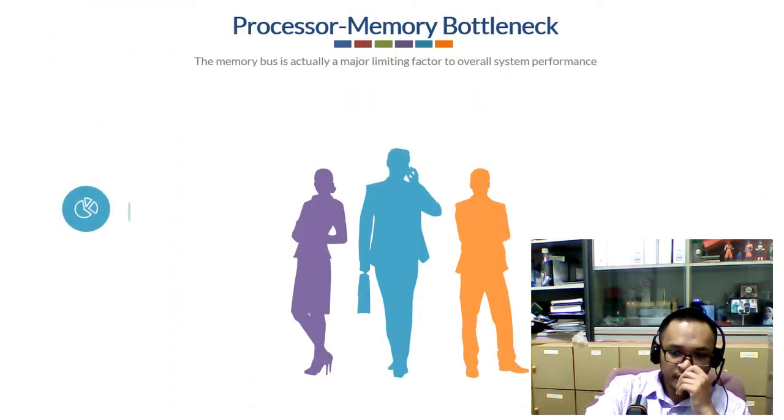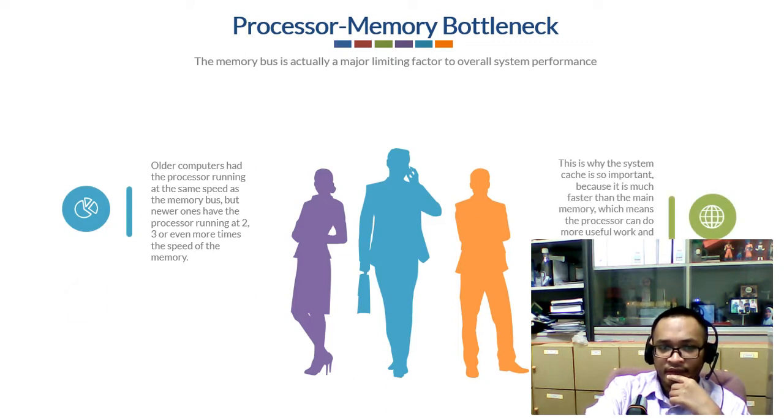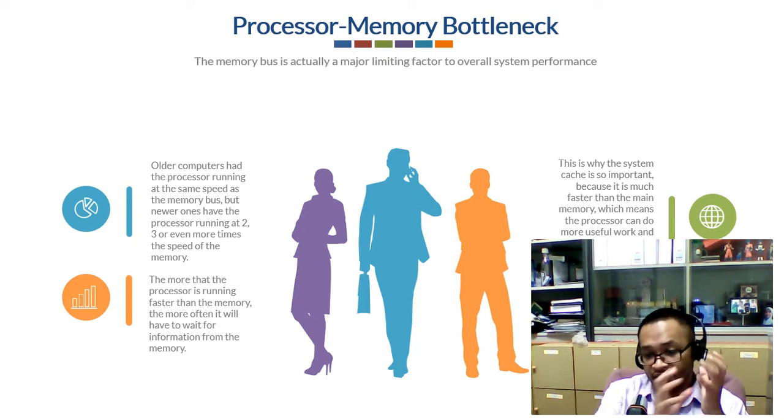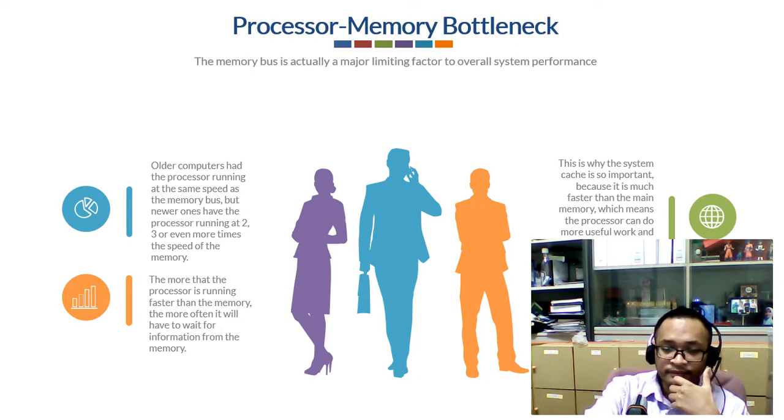Processor memory bottleneck. So what is a processor memory bottleneck? It is a problem caused by the different speeds of the CPU and the system memory. Before this, the CPU and system memory worked in line with each other. However, nowadays the CPU is much faster compared to the system memory. So the faster the CPU, the more time it needs to wait for the system memory. That we call a processor memory bottleneck.